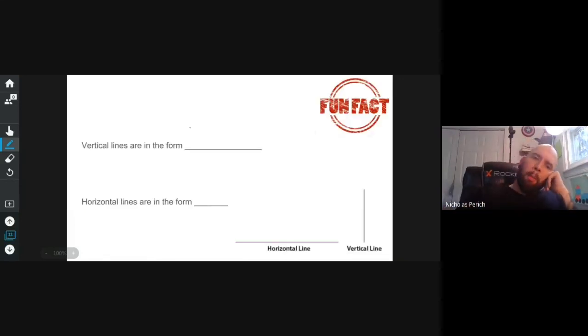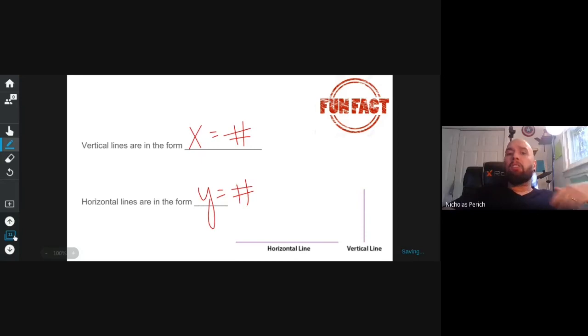So there's a shortcut here. Vertical lines are in the form x equals a number. Horizontal lines are in the form y equals a number. If you forgot what a vertical line is, think basketball. A vertical line is when you jump straight up and down. A horizontal line is when you go left and right.